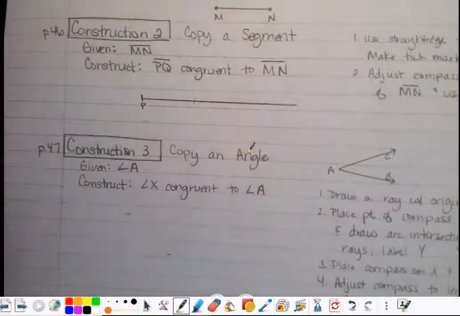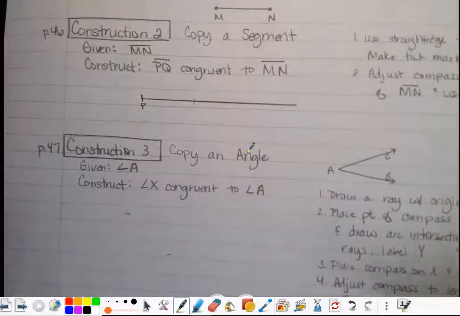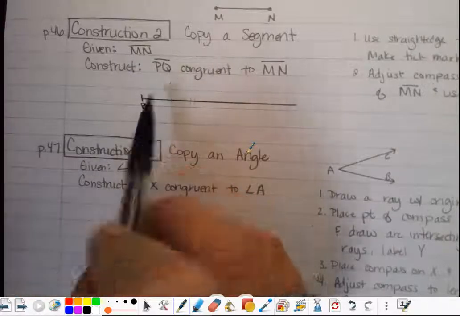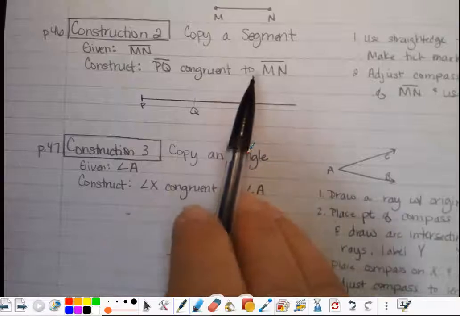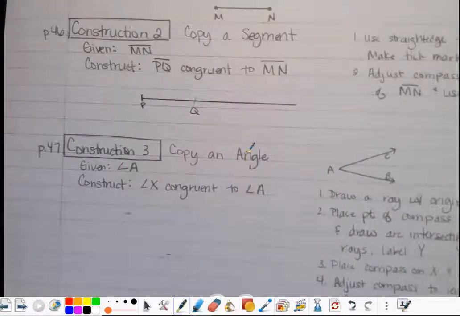What do I label that arc as? Q, good, because it said construct segment PQ. So we have the P and now we have the Q. And it's congruent to segment MN. That's it. From P to Q is it. Don't erase the rest of the line. That's perfect. That is it.